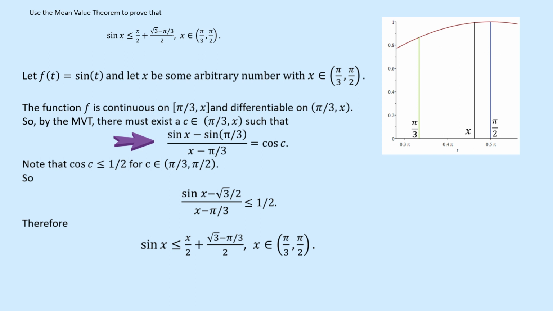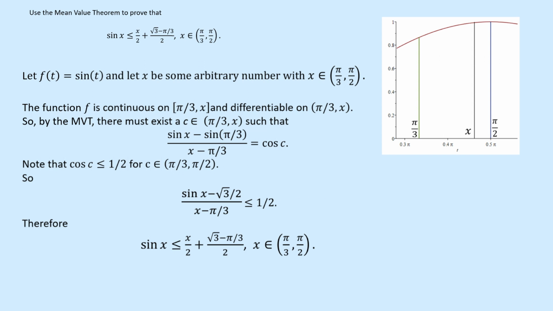So, sorry, I've explained this badly, this expression on the left must equal cos c for some c that's between pi on 3 and x. Now we can use the trick that we used before to bound this cos c. We can say that cos c is less than or equal to half for any c in this range between pi on 3 and pi on 2. I'll leave you to work that out using some high school trigonometry to see that that's correct.